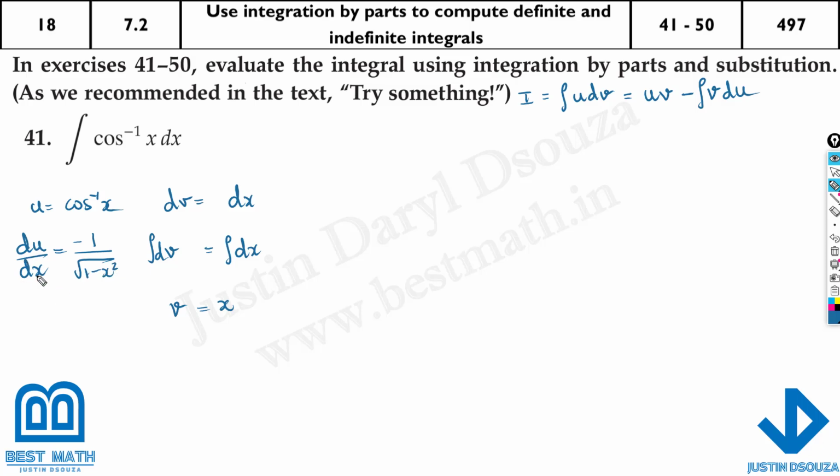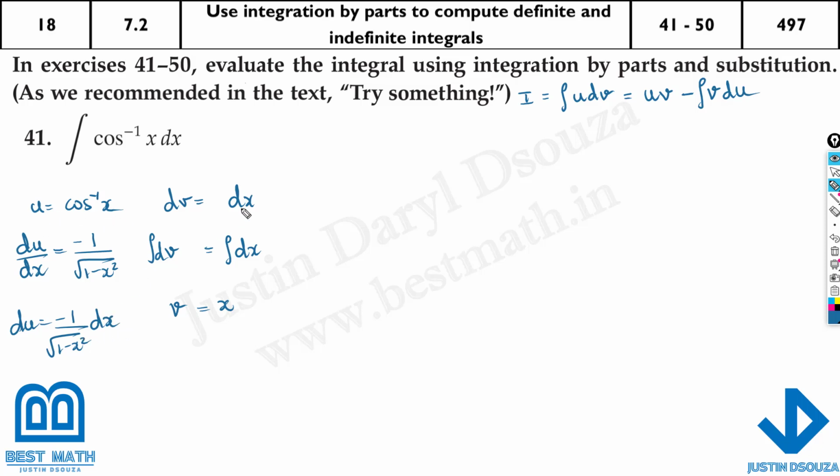Now here, du by dx, right? Let's take this dx to the other side, because in the formula, what exactly is du? That's what we want. We have to substitute these entirely into the formula. It's not a u substitution where we put it back over here. So du will be equal to minus 1 by square root 1 minus x squared dx.